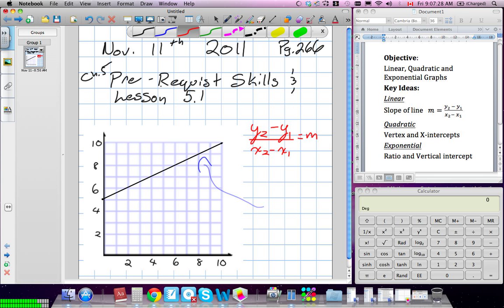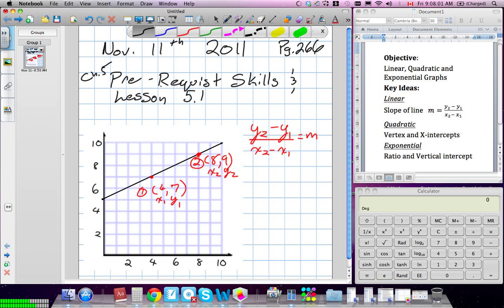So we're going to quickly take a look. I have this point here, which is at 4 and 7. And I have another point here, which is at 8 and 9. So I'm going to call this my first coordinate, and this one my second coordinate. So if that's my first coordinate, this will be my x1 and my y1. This will be my x2 and y2. So we're going to plug those into the equation.